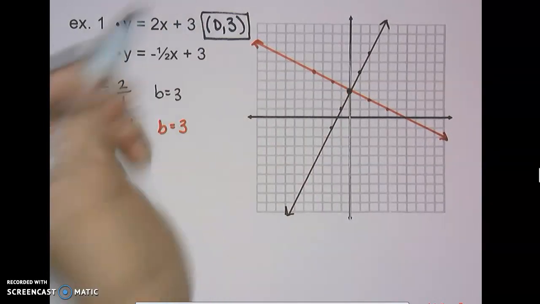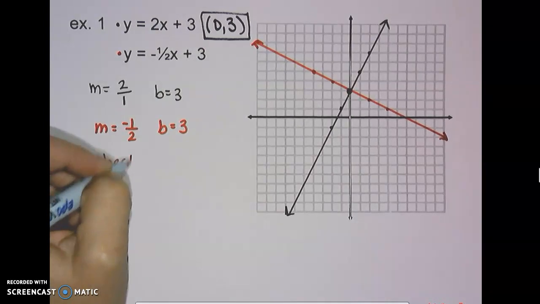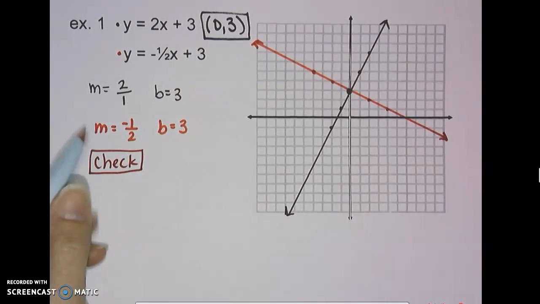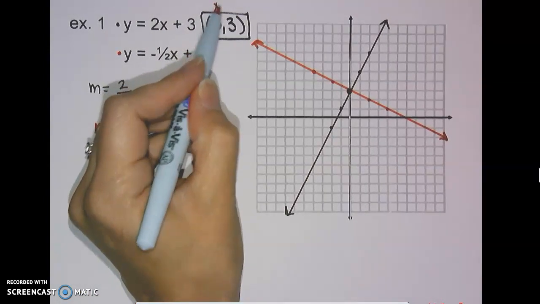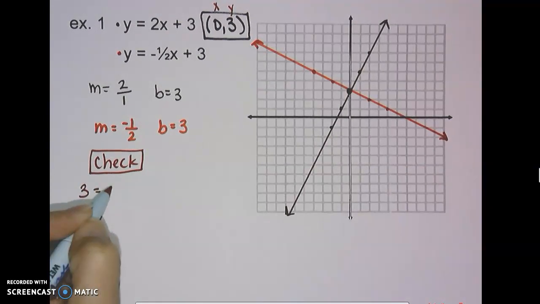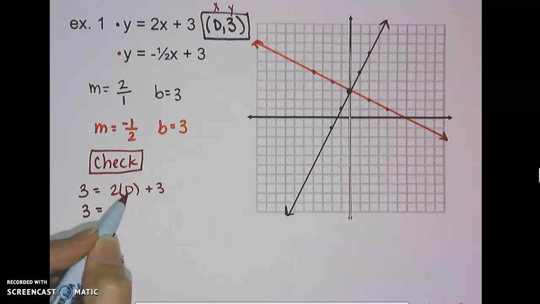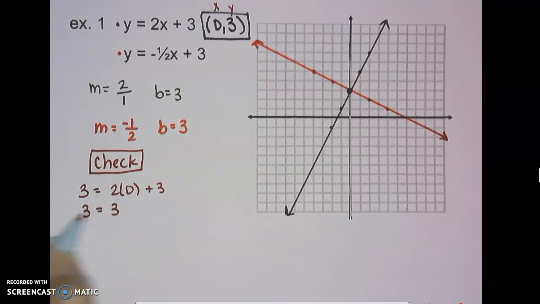So that's the solution. What does that mean for us? It means that if we check that point in both equations, or however many equations there are in the system, it should be a true statement for both of them. So let's check. Remember, 0 is x, and y is 3. When we plug in those numbers, checking the first equation, 2 times 0 is 0, plus 3 is 3. So that is a true statement. It does work in the first equation.